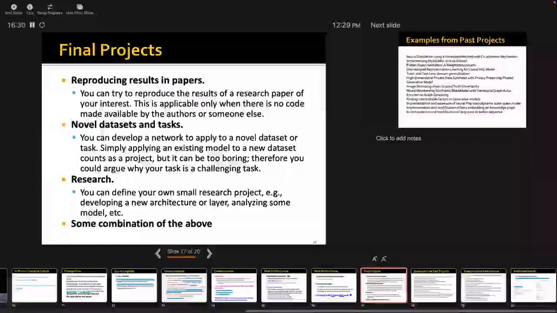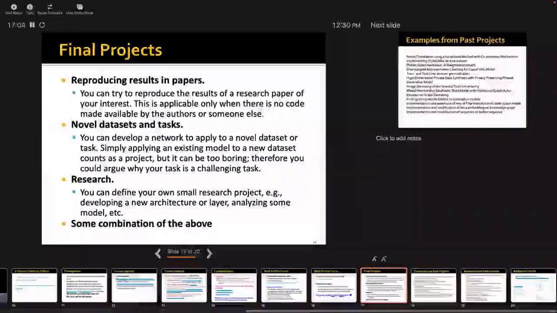So about the final project, what kind of final project counts? Right. There are several ideas. One of them is that you can try to reproduce the results of some research paper of your interest. This is applicable only when there is no code made available by the authors or someone else. If there is already code, then you just run the code, and that doesn't count as a final project. Okay. So this is the first idea of final project.